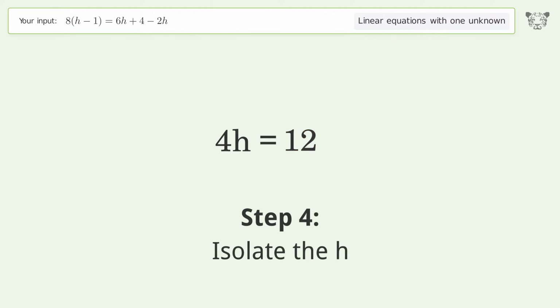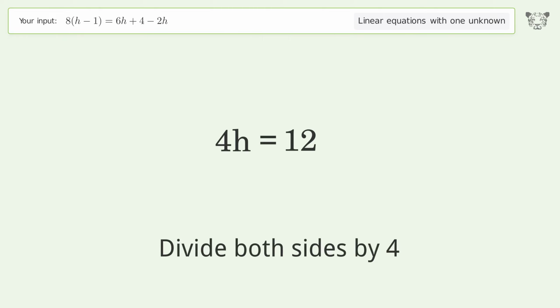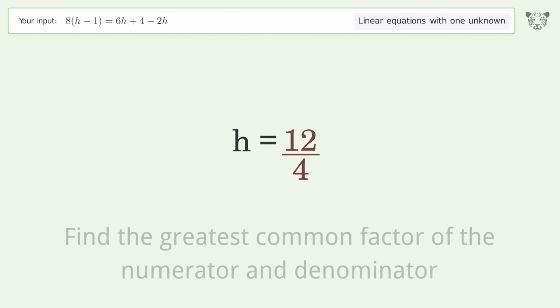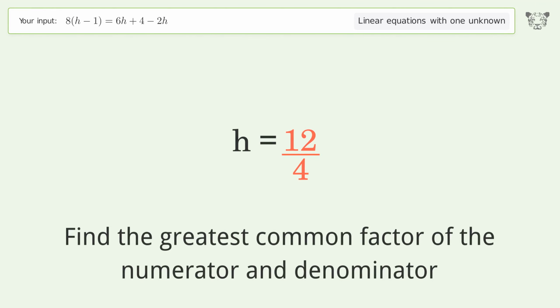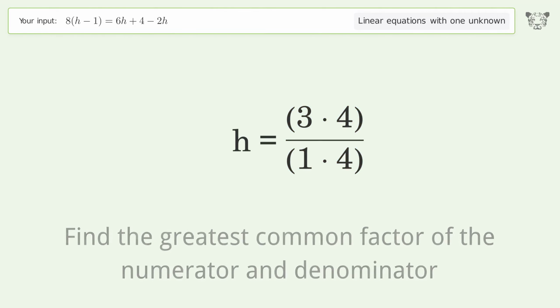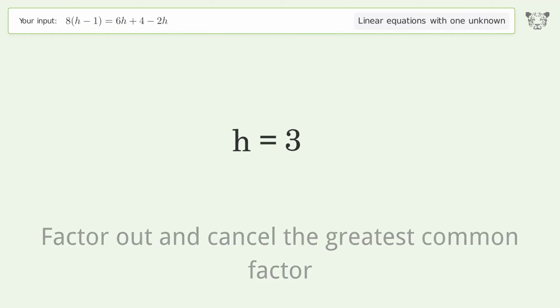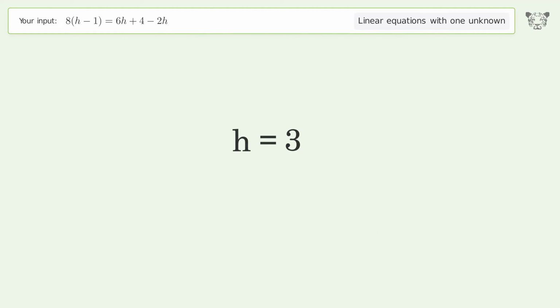Isolate the h. Divide both sides by 4. Simplify the fraction. Find the greatest common factor of the numerator and denominator. Factor out and cancel the greatest common factor. And so the final result is h equals 3.